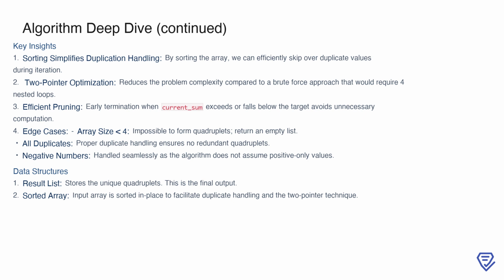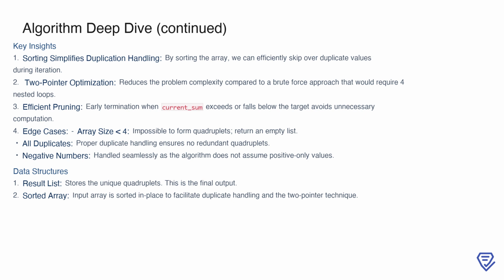Second, the two-pointer technique is a significant optimization over a brute force approach, which would involve 4 nested loops and result in much higher time complexity. By reducing the problem to finding pairs, we streamline the process and avoid unnecessary computations. Third, the algorithm incorporates efficient pruning.